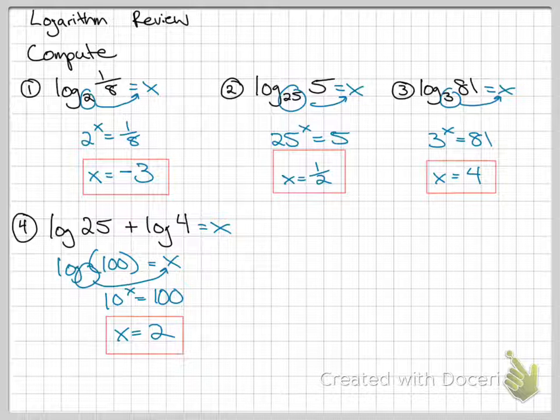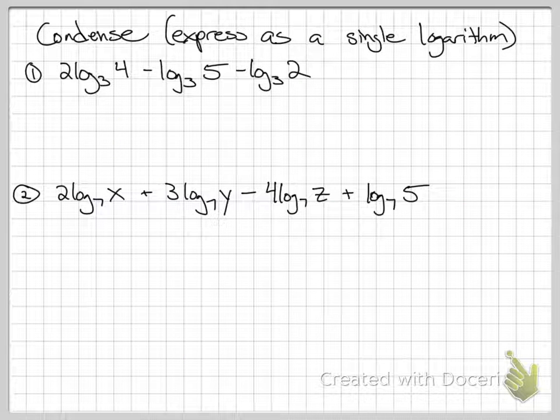3 to the 4th makes 81. The answer is 4. On number 4, laws of logs say that you multiply. So 25 times 4 is 100. The imaginary base is 10. So 10 to the x equals 100. X must be 2.